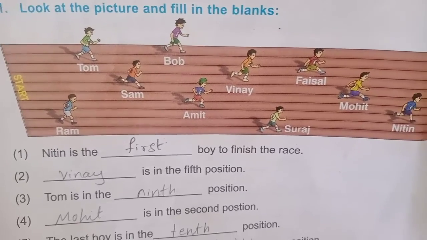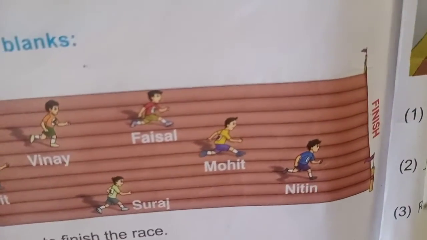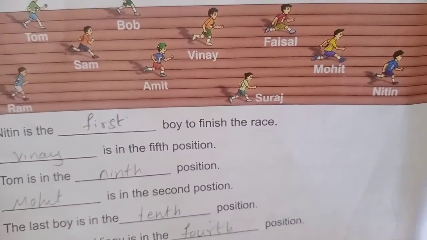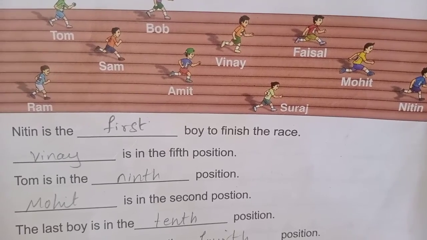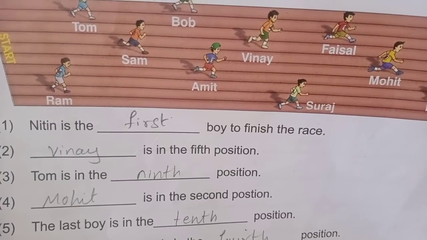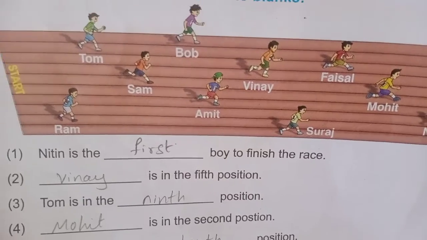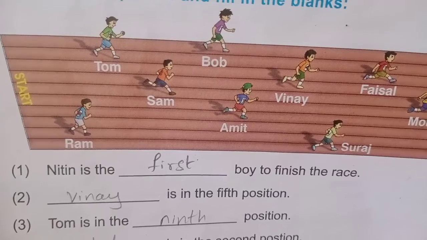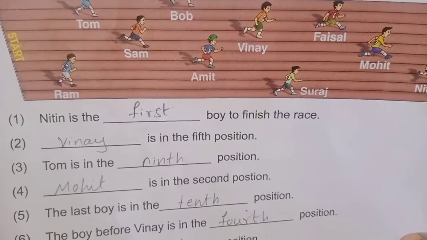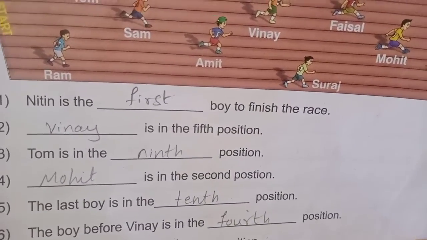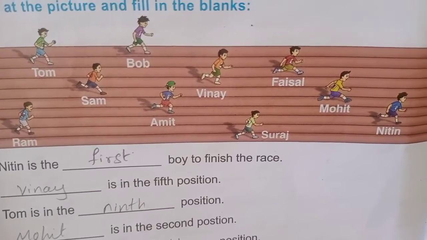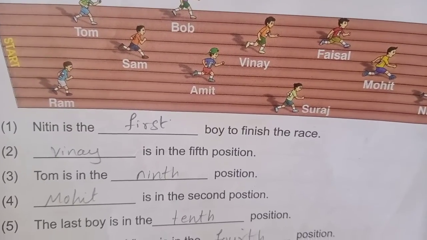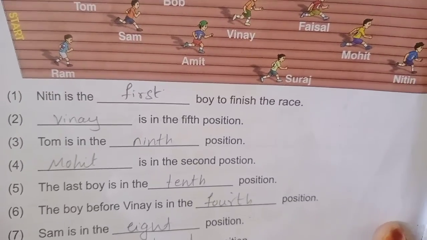And the fourth one is dash is in the 2nd position. Who is in 2nd position, children? Mohit. So what should we write here? Mohit is in the 2nd position. Let us move to the 5th one. The last boy is in the dash position. Tom is in the 9th position and Ram is in the 10th position. So the last boy is in the 10th position. There are 10 boys, children. We should write T-E-N-T-H, 10th, children.